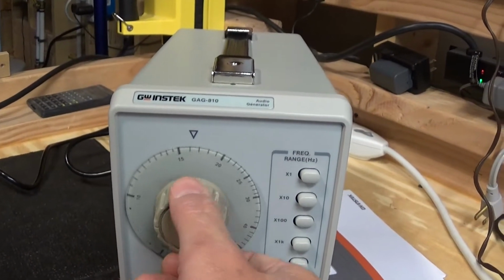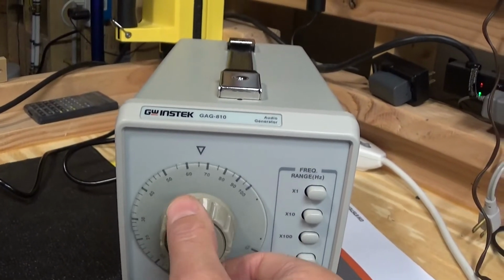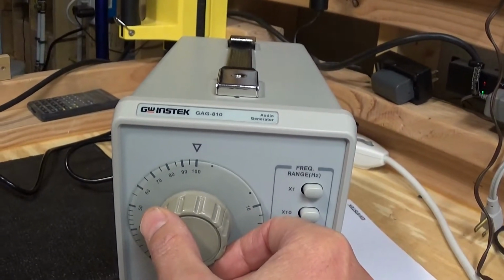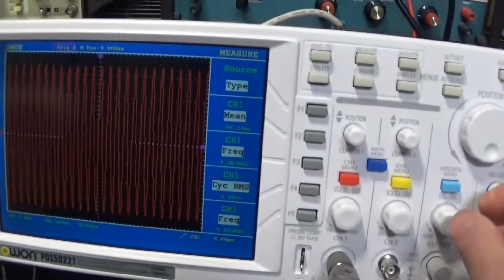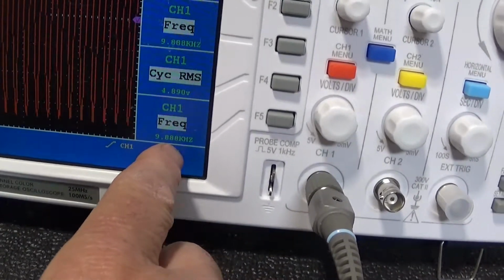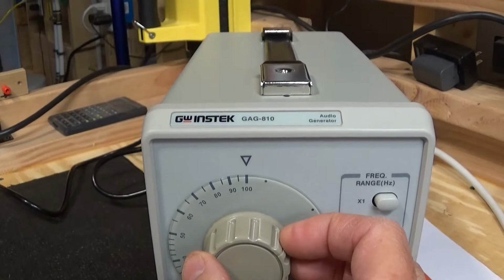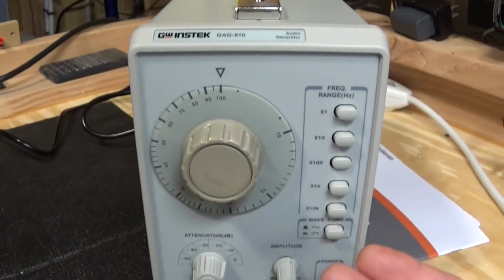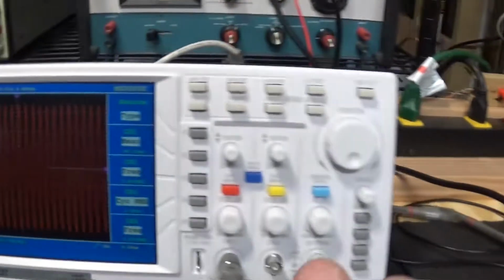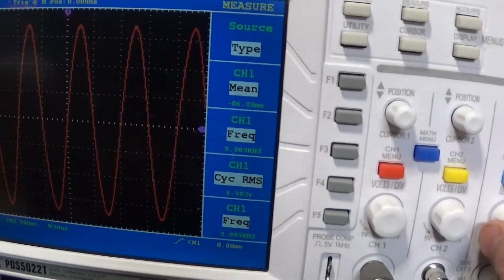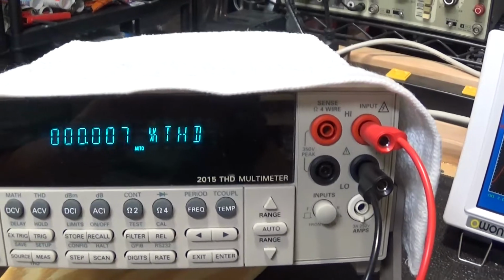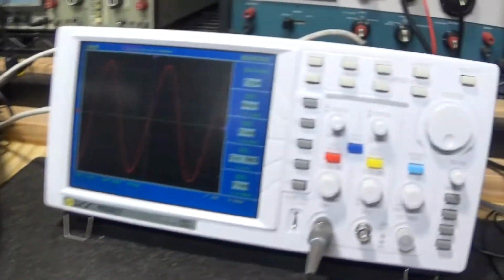So we're at 1K, 2K, 3, 7, 8, 9. Let's go to 10K. And frequency is 9.8, 9.9K, so once again the dial lines up very nicely. Not that you would use a frequency counter, of course, to get precise, but the dial lines up very well. There's the waveform, and distortion hasn't changed. THD is still low. Again, I'm at 5 volts.